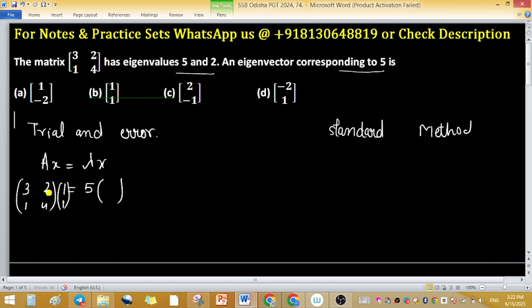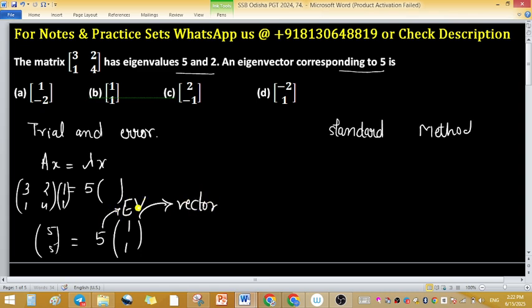If I use this one, on the left-hand side I am getting 5, 5, and this can be written as 5 times (1, 1). So this is a vector, this is a vector, and 5 is the eigenvalue. EV means eigenvalue. So this is perfect, and there is no doubt this is an eigenvector.